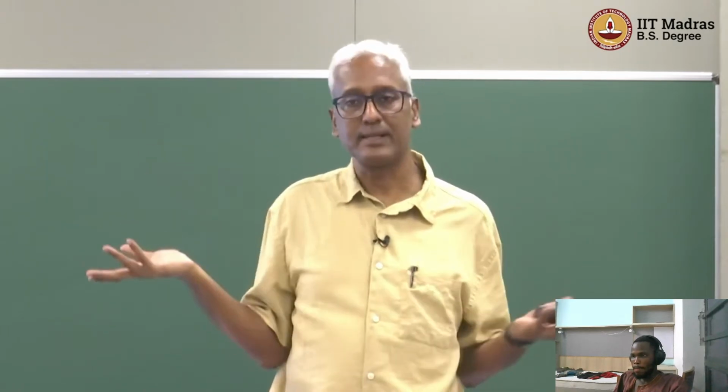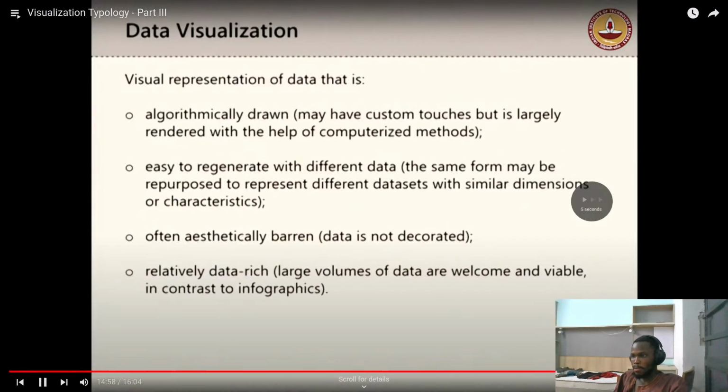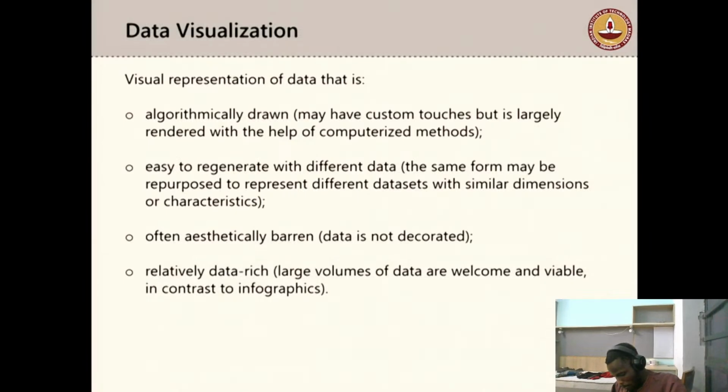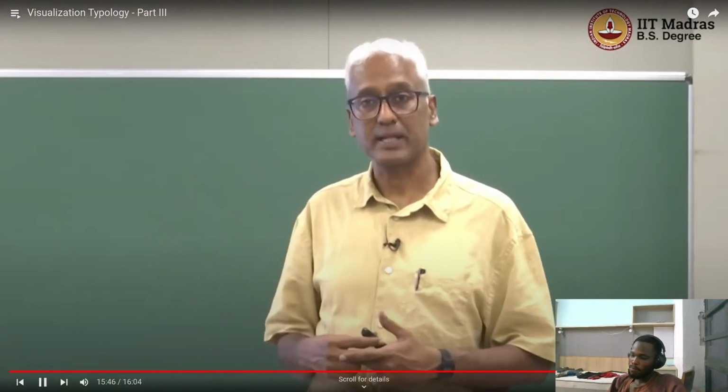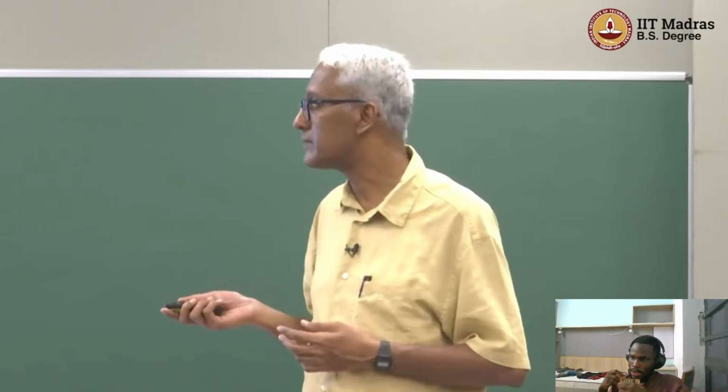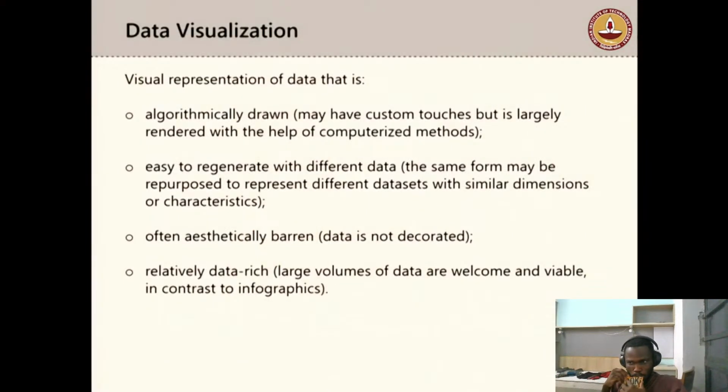Now, OSM map on the other hand doesn't matter, right. The same treatment can be applied to any campus, algorithmically drawn, mostly because the tools are difficult to use, right. They're getting progressively easier. The thing is, because everything has to be built from scratch in code, you have a lot more flexibility. It is relatively data rich. Large volumes of data are welcome and viable in contrast to infographics. Okay.